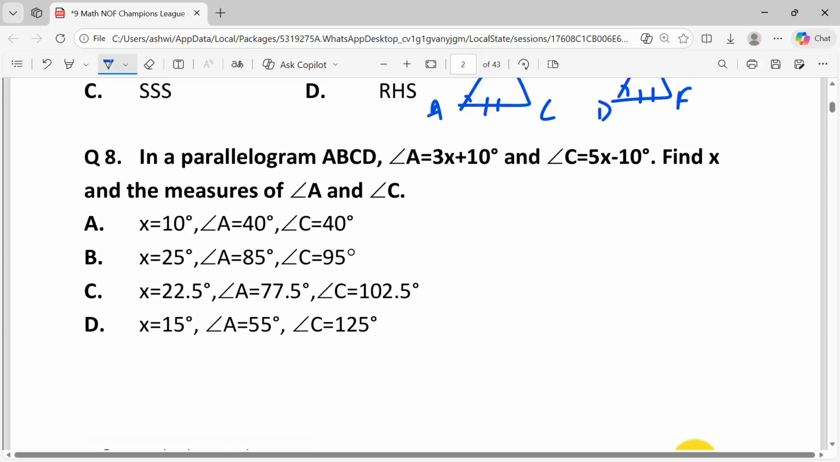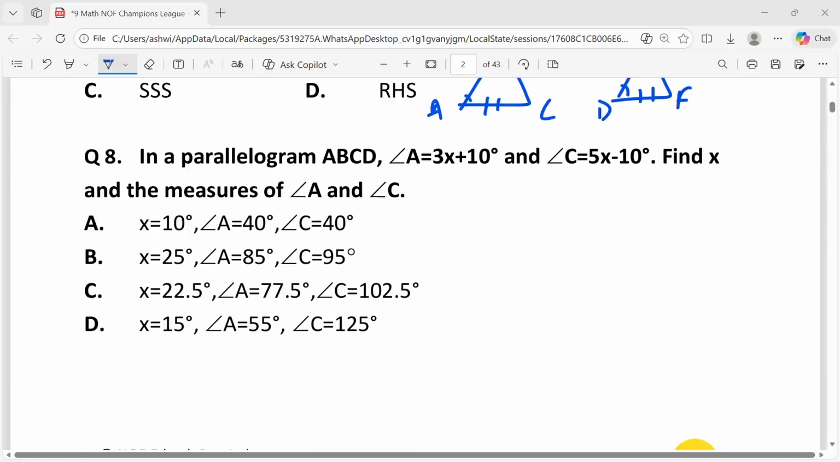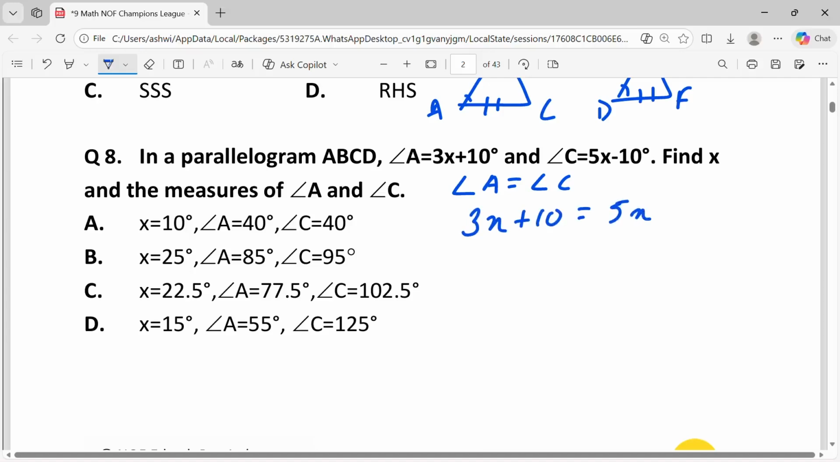In a parallelogram ABCD, angle A is equal to 3x plus 10, angle C is equal to 5x minus 10. Find x and the measures of angle A and C. Opposite angles in a parallelogram are equal, so angle A is equal to angle C. Setting up the equation, we have 3x plus 10 is equal to 5x minus 10.